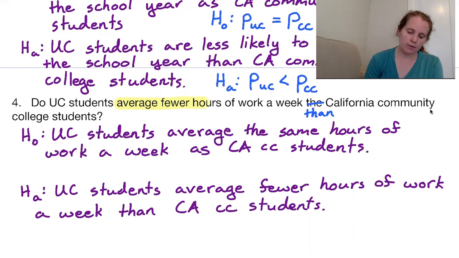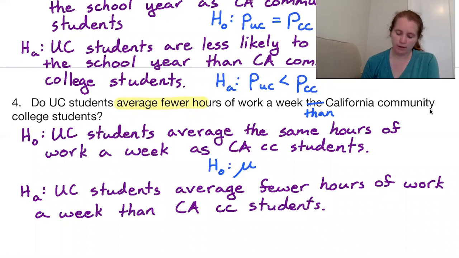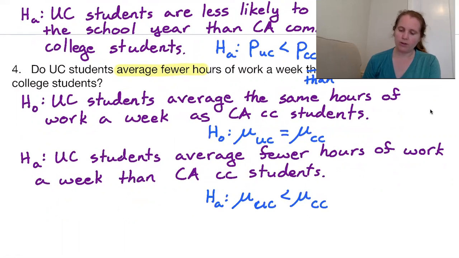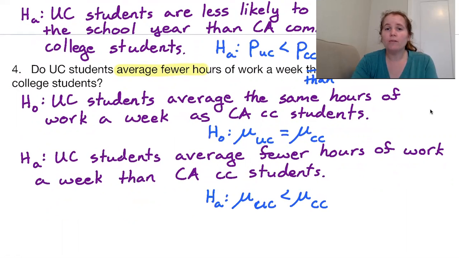So again, in this problem, we are talking about average. Our null hypothesis, we are claiming that the averages are the same. So for average, we use mu. Mu for the UCs is equal to mu for the California community college students. Whereas for our alternative hypothesis, we are claiming that mu for the UCs is less than mu for the California community college students. So that is how we go about determining the hypotheses from research questions.